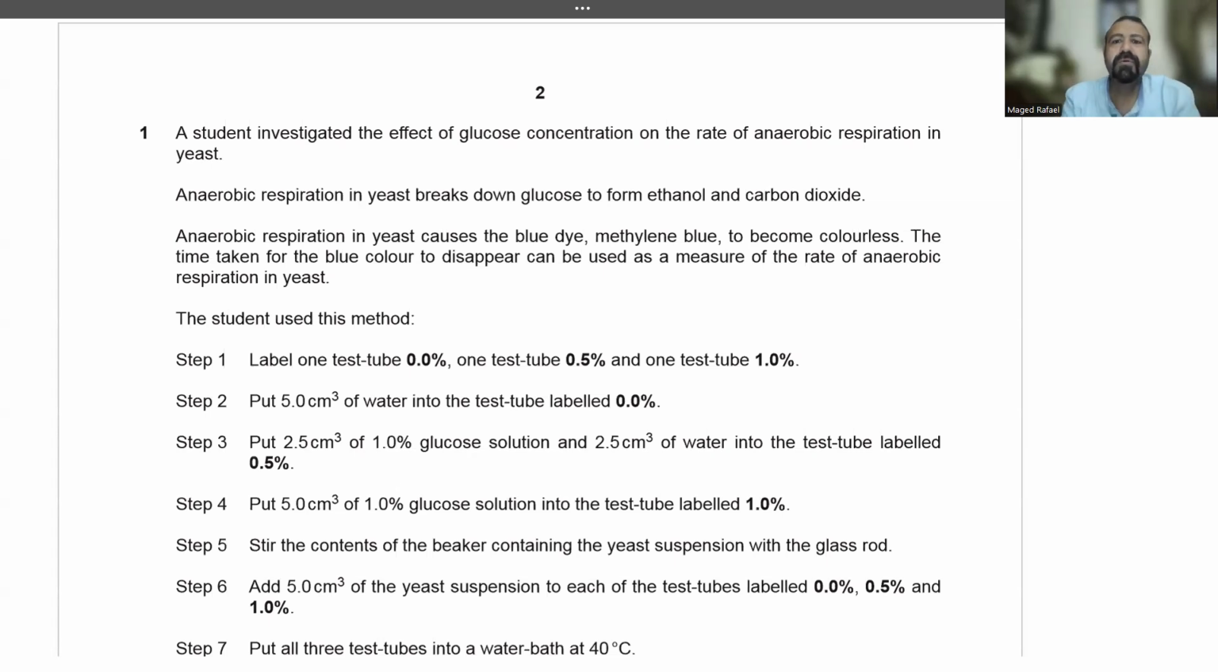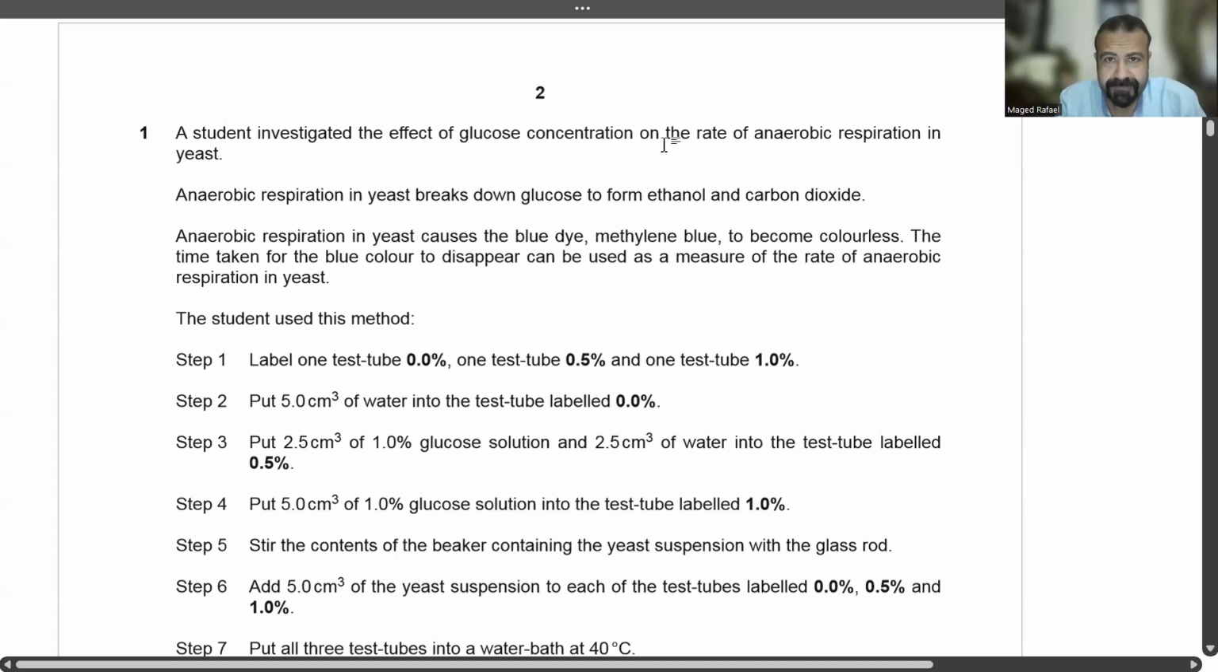Let me check the question with you. As I told you several times, in class, whenever you have an experiment, you should read the experiment first, then start answering everything. Because while reading the question, you will realize that there are some points he might ask you about, and I will show you how. A student investigated the effect of glucose concentration on the rate of anaerobic respiration in yeast. So we will check the concentration. If the concentration is different, how does this reflect on the rate of anaerobic respiration?